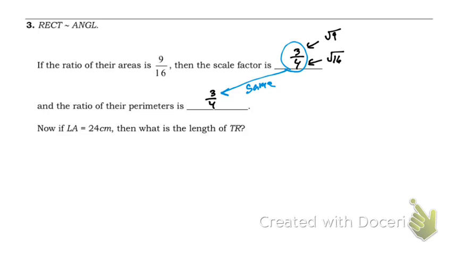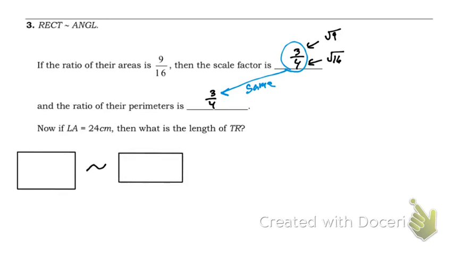The next thing it says, if LA equals 24, then what is the length of TR? Since we're dealing with lengths, we know we're going to use that length ratio or that scale factor. Let's draw our pictures really quick, because I'm always big on drawing pictures and making sure you get stuff correct. So we have two four-sided figures. I'm going to go ahead and make them rectangles because it's just the easiest thing to draw. They are similar. One is called RECT, and the other one's called ANGLE. I'm going to go R-E-C-T.